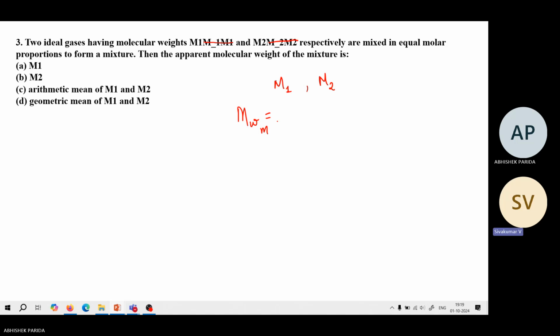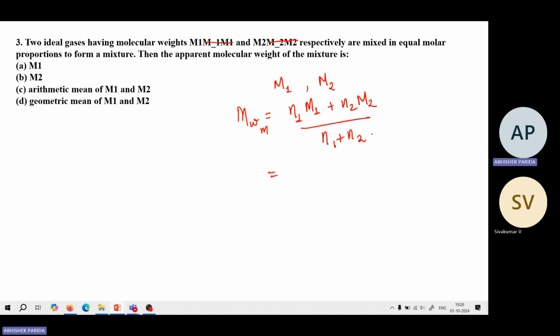It's the arithmetic mean of M1 and M2. Mostly whenever there is a mixture and those are mixed in molar proportions or even mass proportions, we can directly multiply as it is mixed in the molar proportions. So N1 is the gas mixture 1. So N1 into M1 plus N2 into M2 by summation of the total moles.